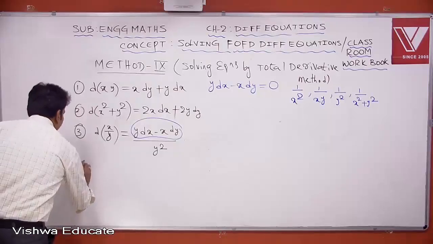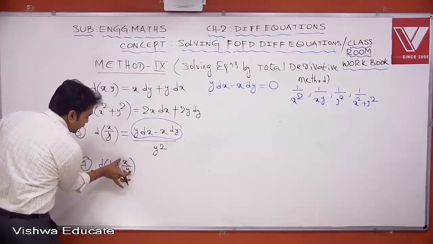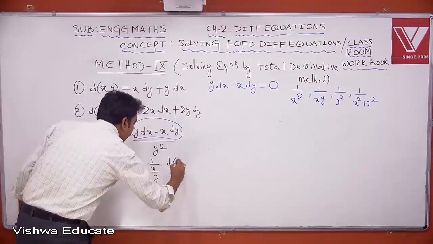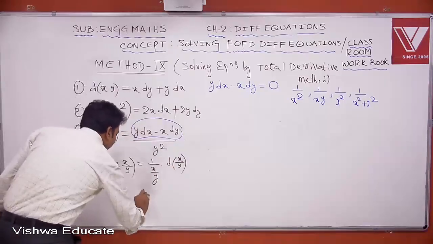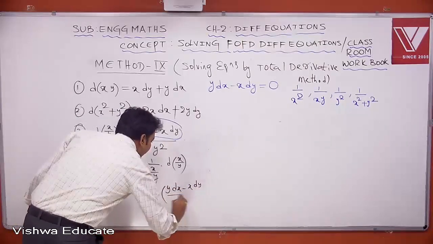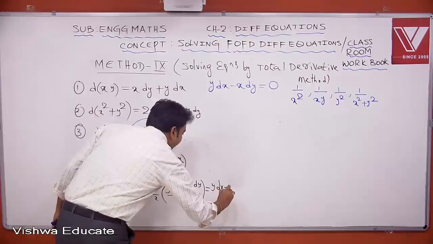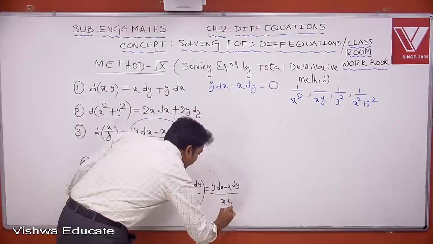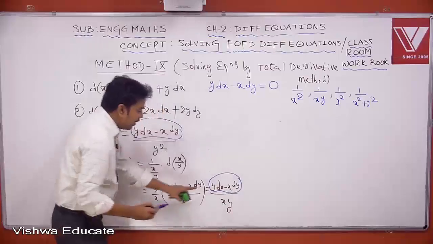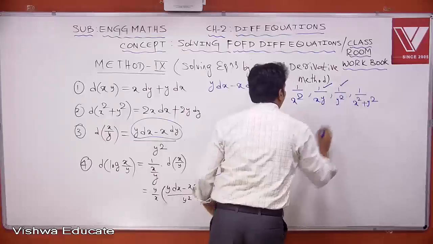Now I will write the formula: derivative of log of x by y. Assume that this is x. The derivative of log x is 1 by x. So this is 1 by x by y into the derivative of x by y. So this is y by x into y dx minus x dy divided by y square. Therefore this quantity is y dx minus x dy divided by xy. Here also the numerator is the same, y dx minus x dy equals 0, multiplied by 1 by xy. That's why 1 by xy is an integrating factor. Already 1 by y square is covered.